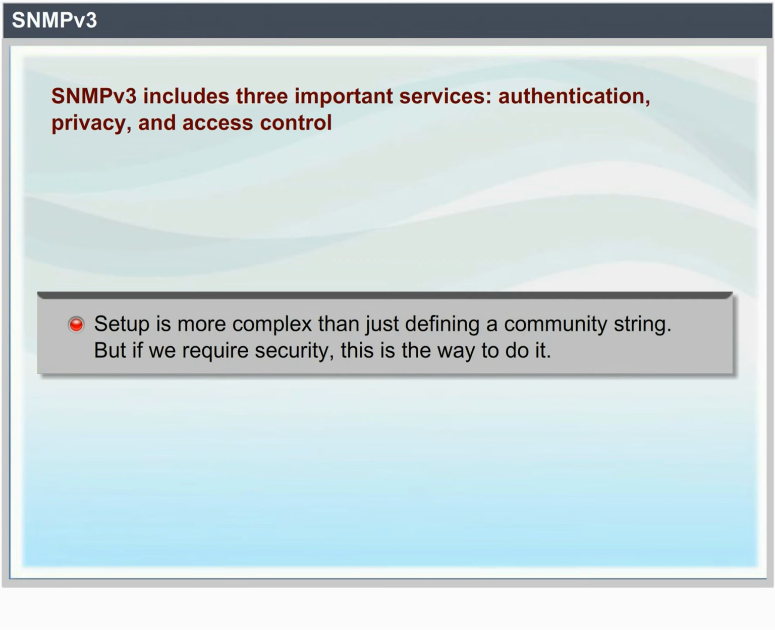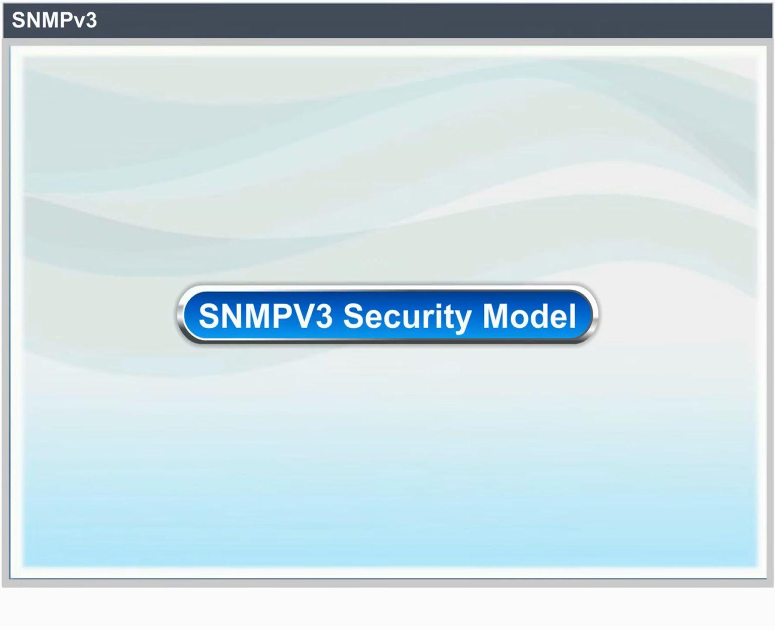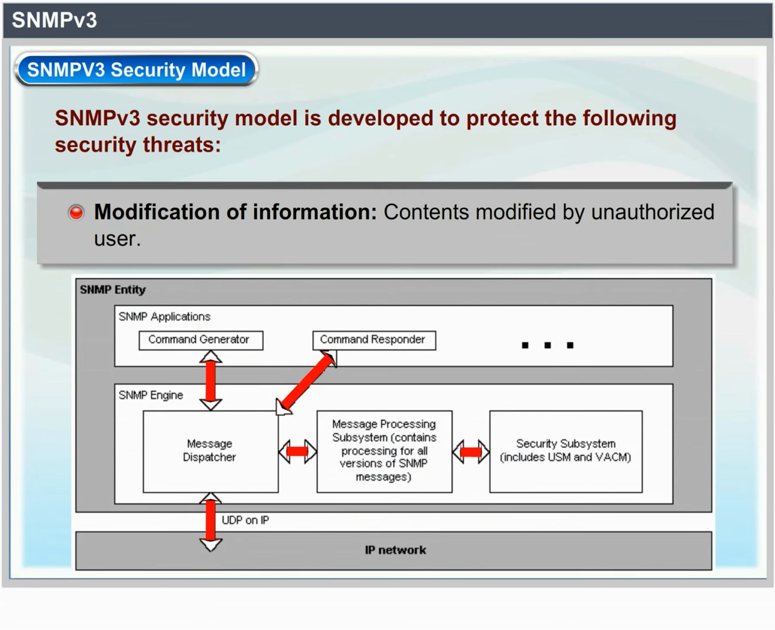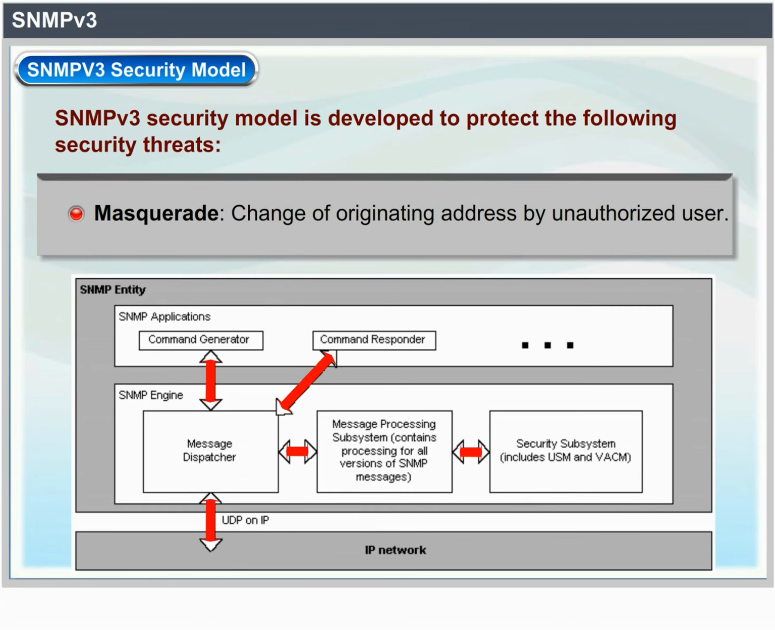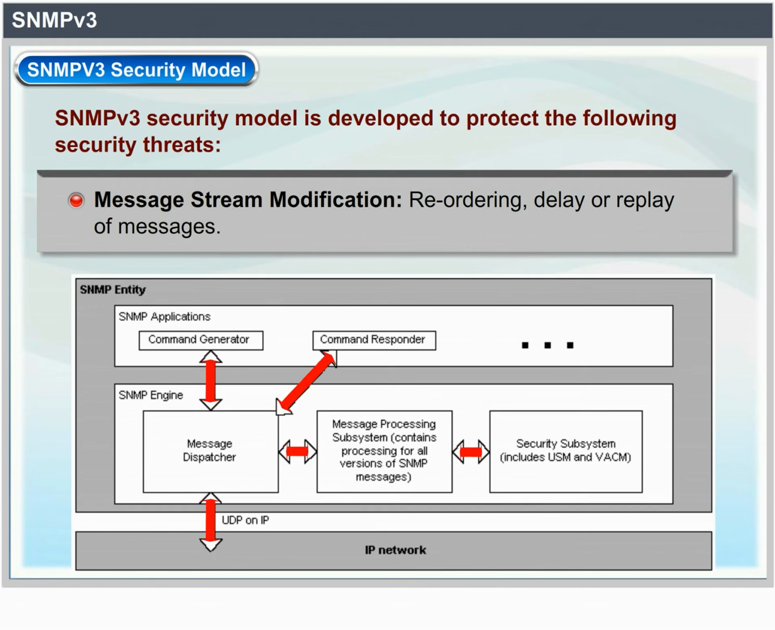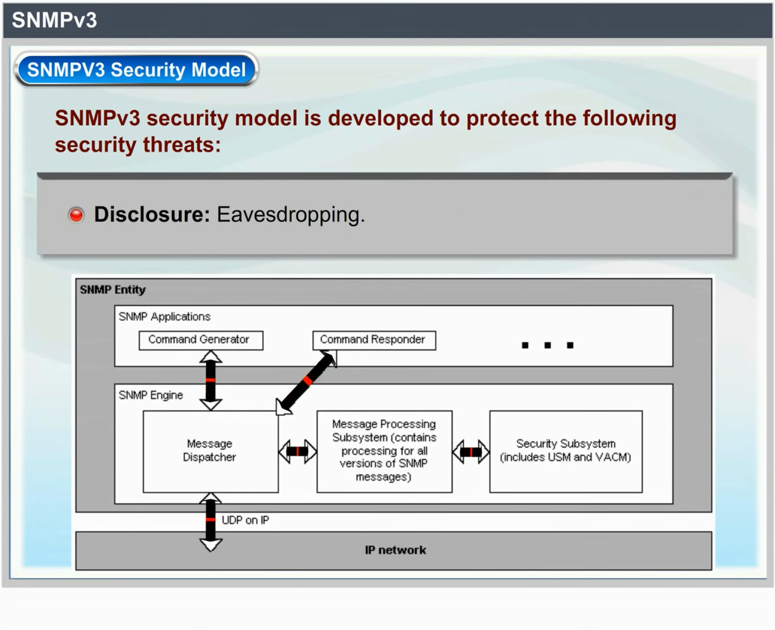SNMP v3 security model is developed to protect the following security threats. Modification of information, contents modified by unauthorized user. Masquerade, change of originating address by unauthorized user. Message stream modification, reordering, delay, or replay of messages. Disclosure, eavesdropping.